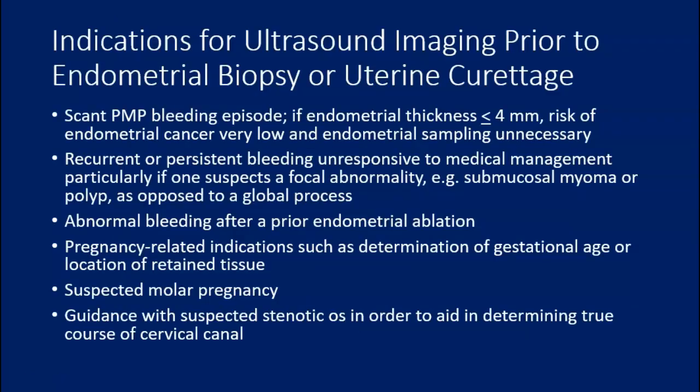The indications for ultrasound imaging prior to doing endometrial biopsy again vary. Certainly, if you have scant postmenopausal bleeding, that is maybe only spotting or a brown staining, many times you can do an ultrasound, and if the endometrial thickness is less than 4 millimeters or even 4 millimeters, the risk of endometrial cancer is exceedingly low, and one does not need to do endometrial sampling at that time. However, if bleeding does recur, in general, one should consider sampling.